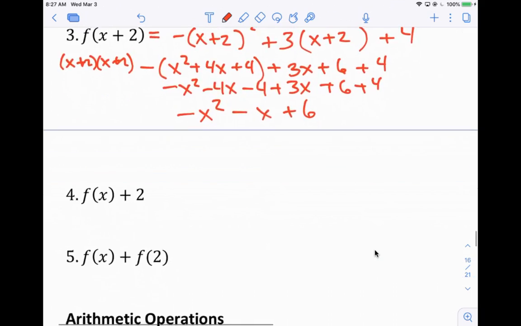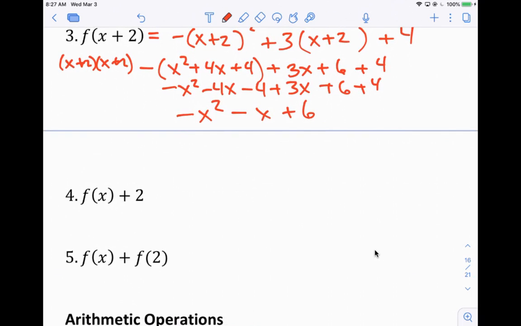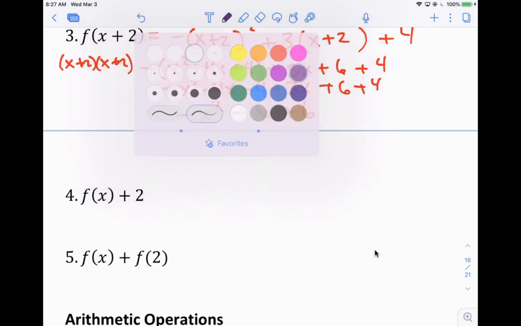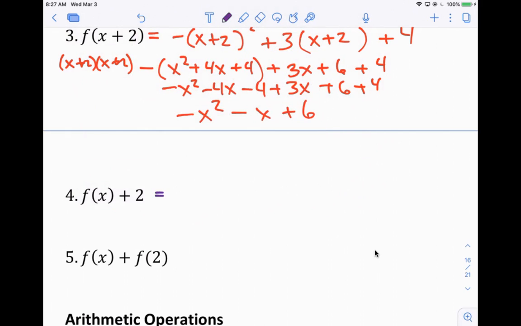Sweet. Instead of putting it in the input, let's take it and put it in the output. So let's put negative x squared plus 3x plus 4. Now we're going to add 2 to that. Oh, this is so much easier. That first part stays all the same. Instead, it's now just plus 6. So all we've done is transformed it a little bit.